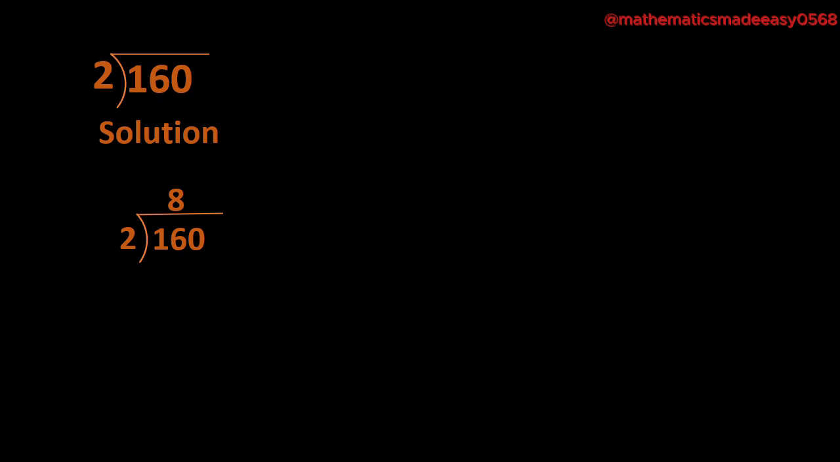So after that, you times 8 by 2, giving us 16. Then we subtract to give us 0. So after that, we have to write down our next 0 and also divide by 2. We also ask, how many 2 can we find in 0? That is 0 2. So 0 times 2 is 0. When we subtract, we are going to have 0. So our answer in this is 80. So let's move into the next one we have.